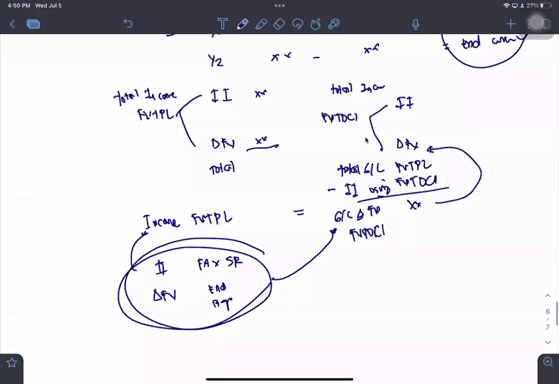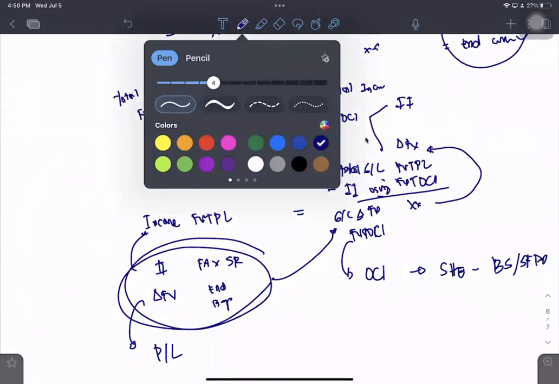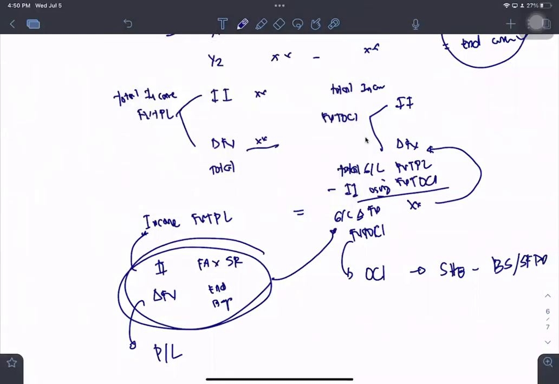And please do not forget that the changes in fair value for FVTPL is presented in profit or loss. For FVTOCI, presented in OCI, an item of SHE, therefore an item of your balance sheet or statement of financial position.